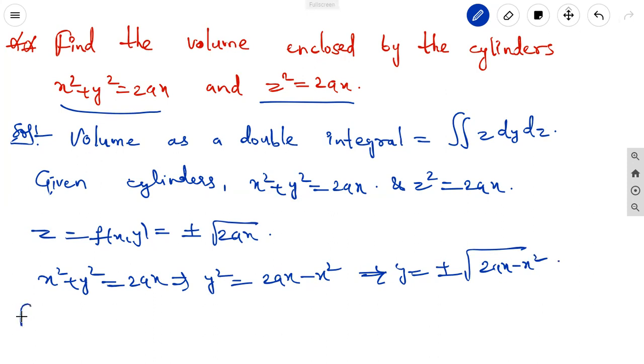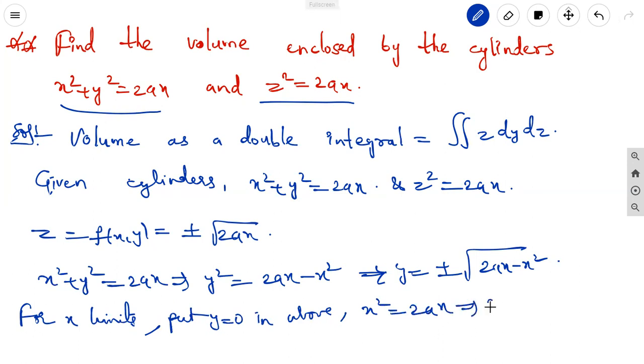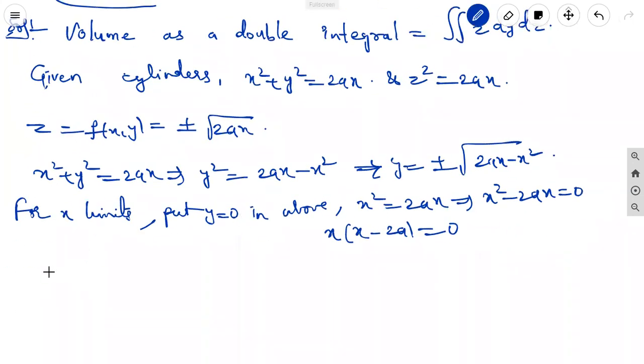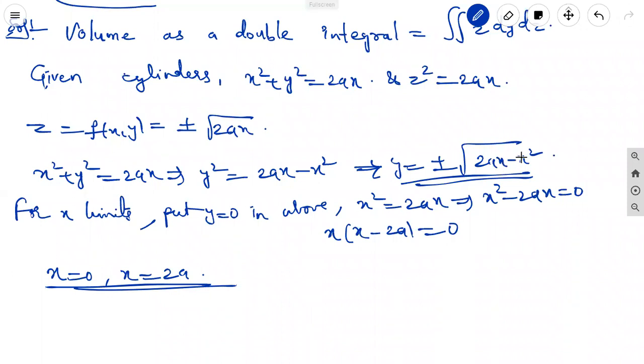For x limits, put y equal to 0 in the above. Then x square equal to 2ax. From this, x square minus 2ax equal to 0, taking x common, x minus 2a equal to 0. One x value is 0, another x value equals 2a. So here the x limits are 0 to 2a, and y limits are minus under root 2ax minus x square to plus under root 2ax minus x square.